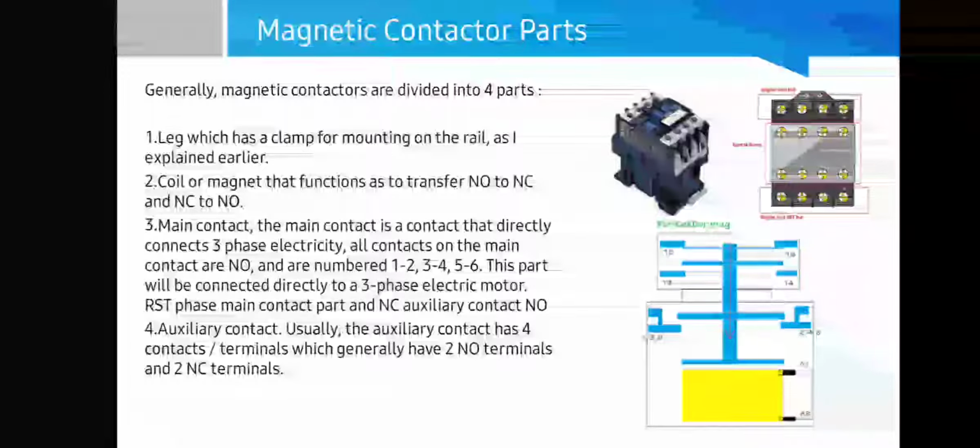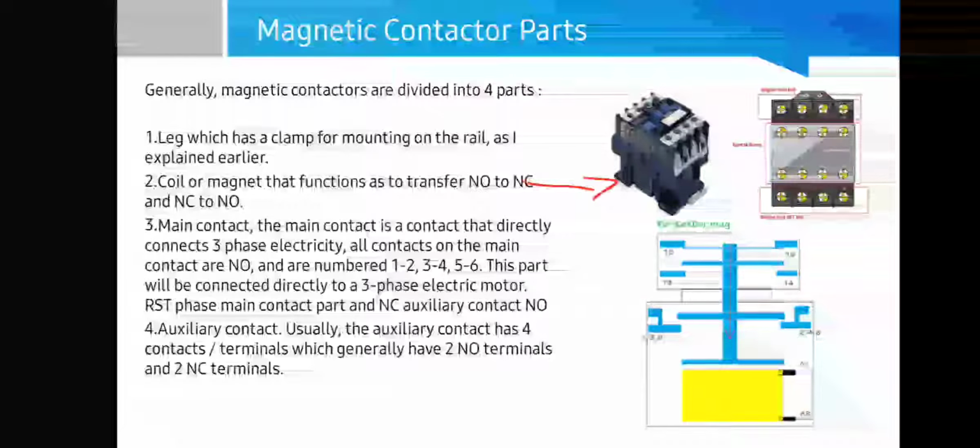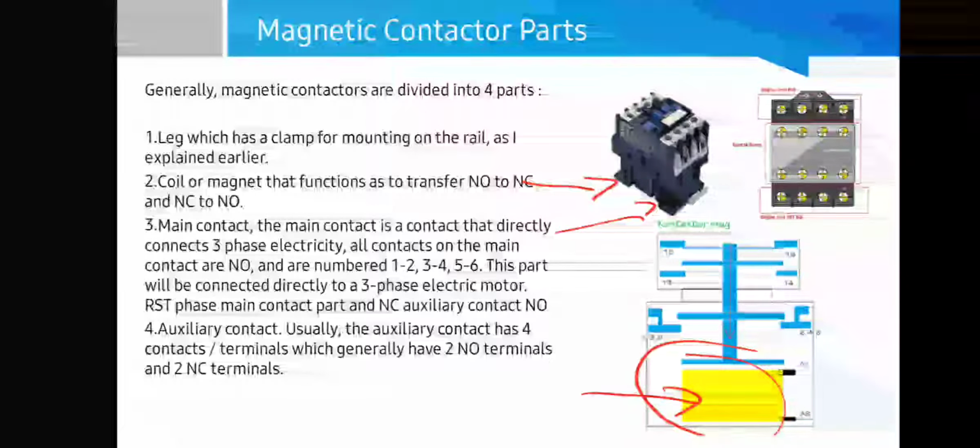Okay, the next one is about magnetic contactor parts. Generally, magnetic contactors are divided into 4 parts. The first part is the leg, right here. This is the contactor leg, which has a clamp for mounting on the rail. And the second part is the coil, right here. The coil, or magnet, functions to transfer NO to NC and NC to NO.